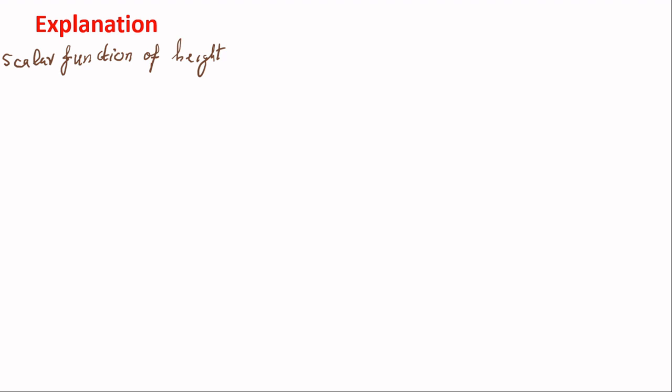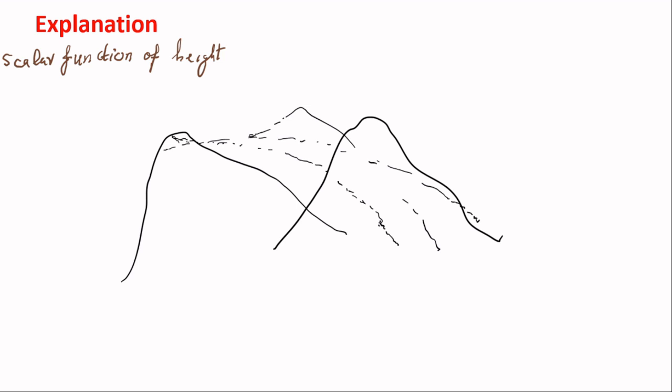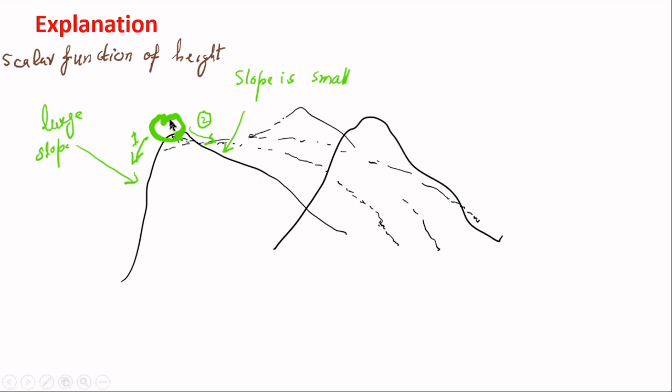For example, we take the scalar function of height. Suppose this is the mountain, and you take a position on the mountain. At this position, when you look around you at the top of this mountain, the slope varies in different directions. This is direction 1 and this is direction 2. Can you tell me in which direction the slope is maximum?